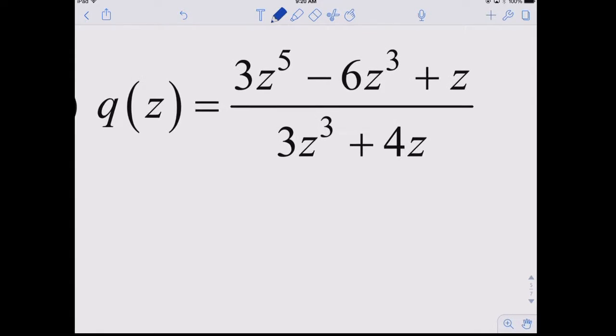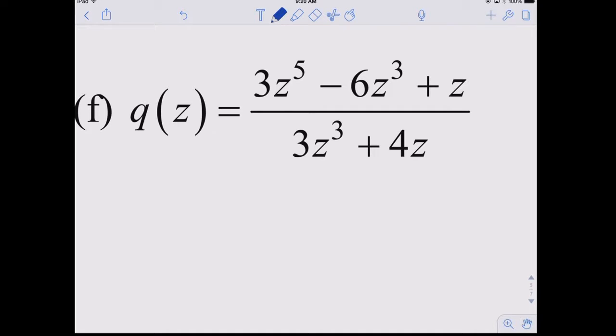Way to celebrate. Okay, is this even, odd, or neither? Yeah, that's what I say. Let's just work it out. The test is you replace the independent variable, in this case z, with negative z. And we have how many different places in this expression to replace z with negative z? 3 in the top, 2 in the bottom. That's 5. Okay, here we go.